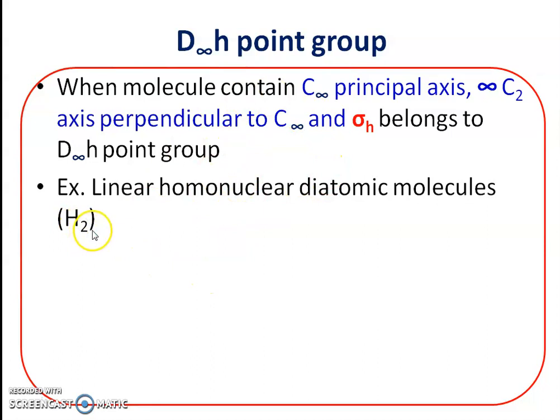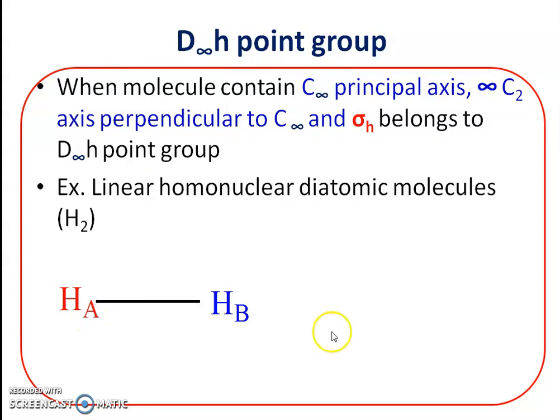Hydrogen is an example of the D infinity H point group. Not only hydrogen, but all the linear homonuclear diatomic molecules belong to the D infinity H type of point group, like chlorine, bromine, iodine, fluorine, oxygen. In the case of all these linear homonuclear diatomic molecules, the point group is D infinity H. Now consider the hydrogen molecule. In the hydrogen molecule, there are two hydrogen atoms joined to each other by means of a single covalent bond.